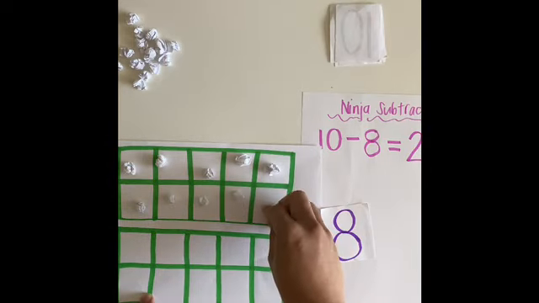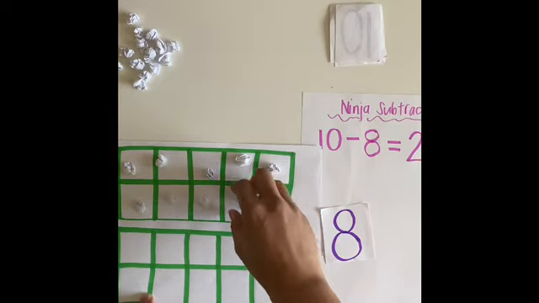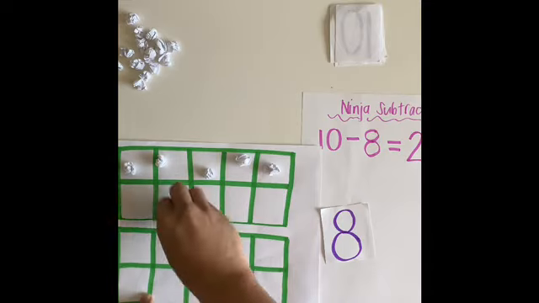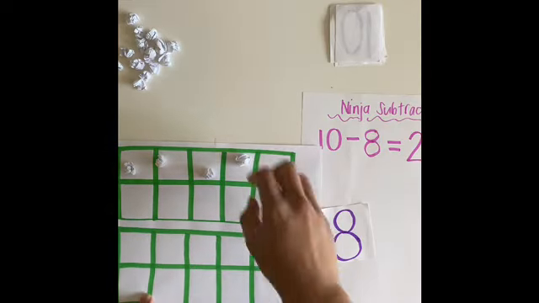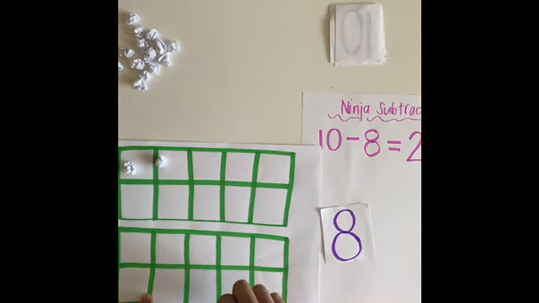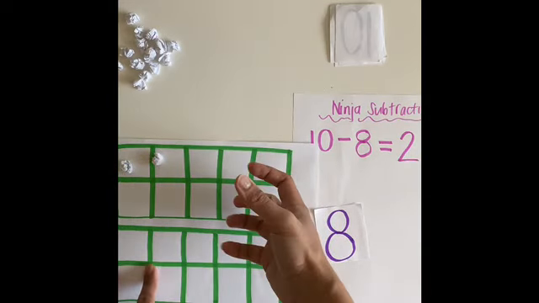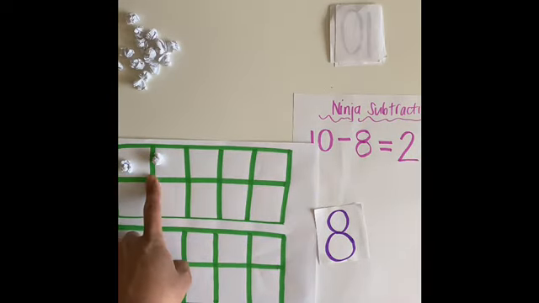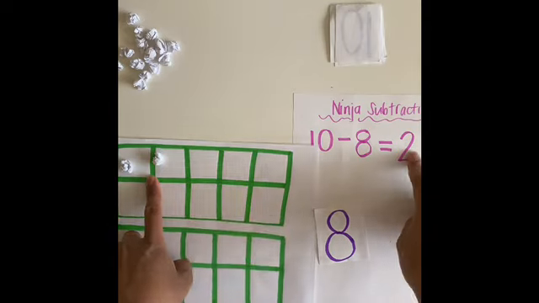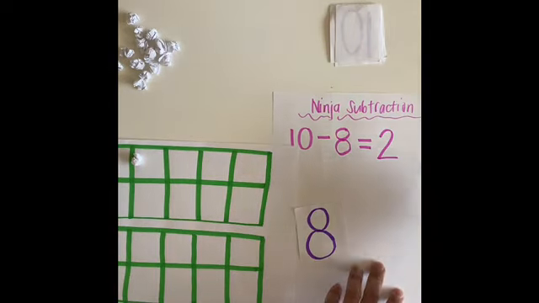So take away 8 of these manipulatives. 1, 2, take away 3, take away 4, take away 5, take away 6, take away 7, take away 8. Stop. That's how many I need to take away. So how many am I left with? 2. So I had 10 and I took away 8. How many am I left with? 2. So it's correct. I'm going to give myself a check mark.